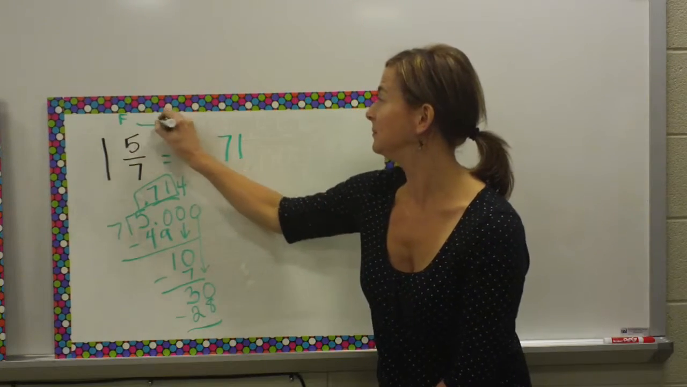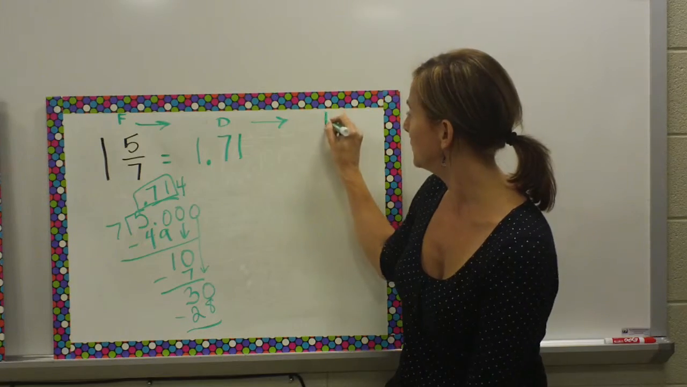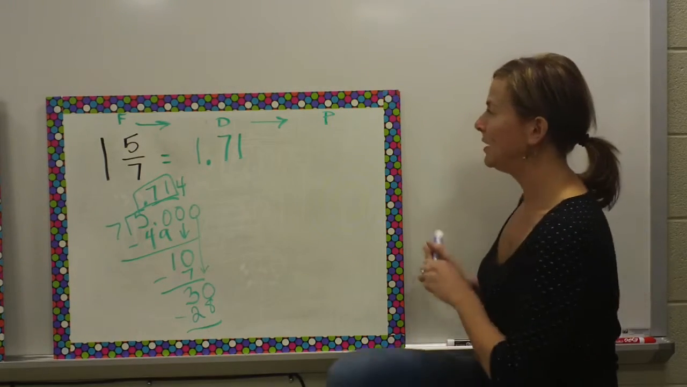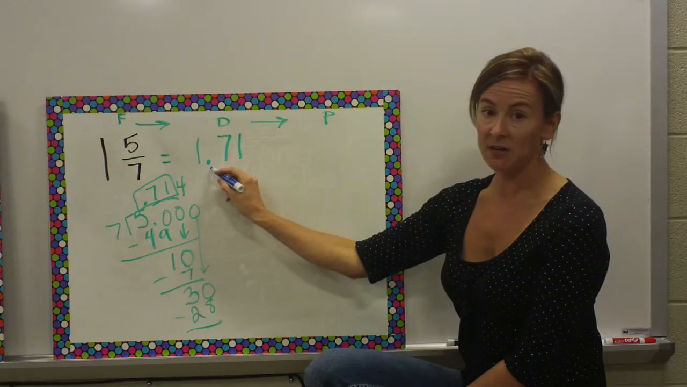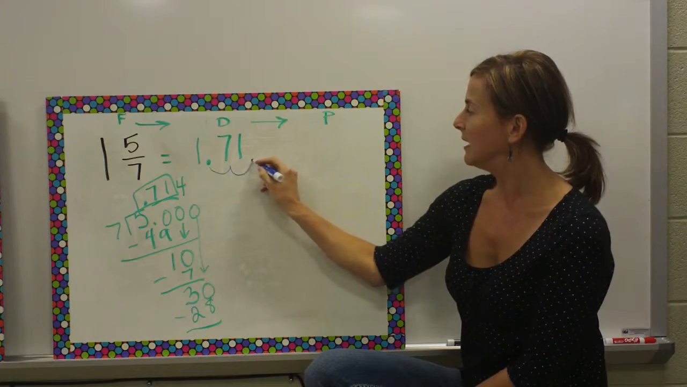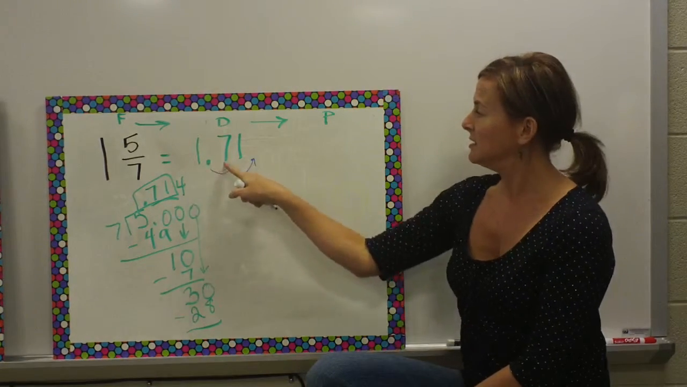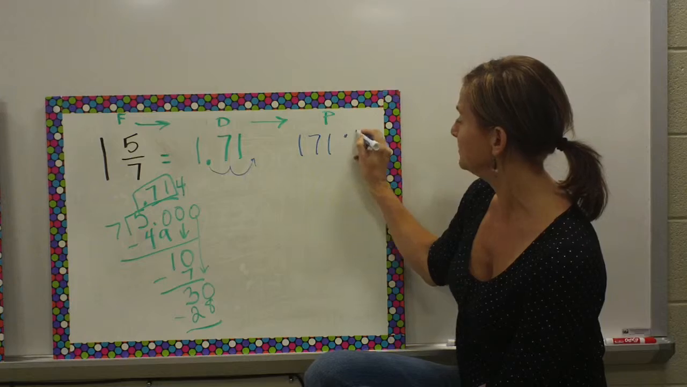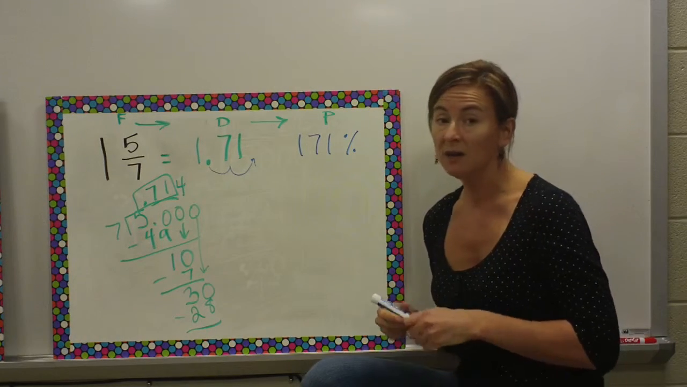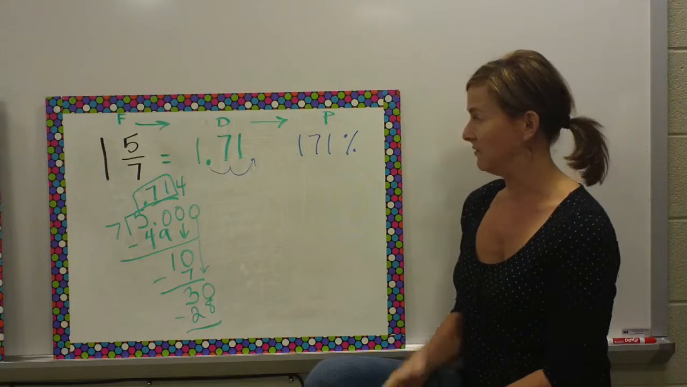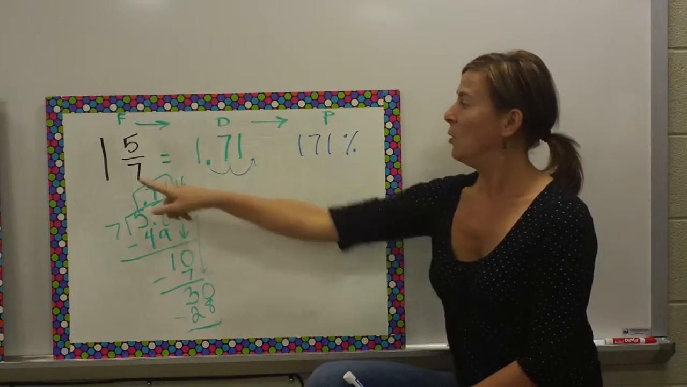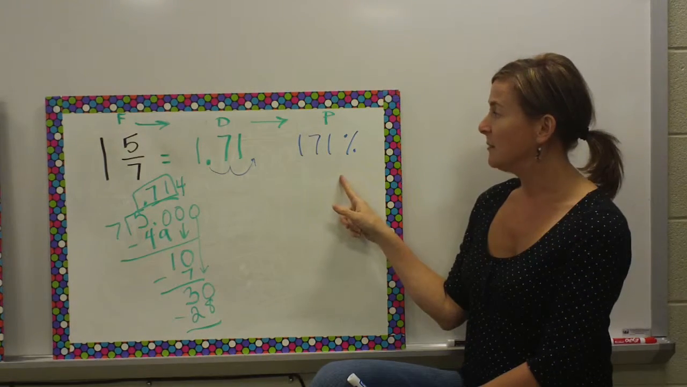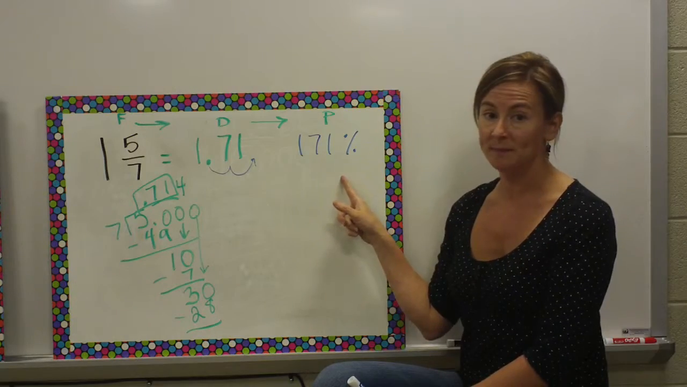Now, to get from a fraction to a decimal to a percent, my very last step is to simply move the decimal point. So I have my decimal point here. To multiply by 100, I just simply move it 2 places over. Since I don't need to add a 0, my percent is simply 171%. That means I have more than the total. If it's over 100%, I have more than the whole. 1 5/7 is the same as 1.71, and that is the same as 171%.